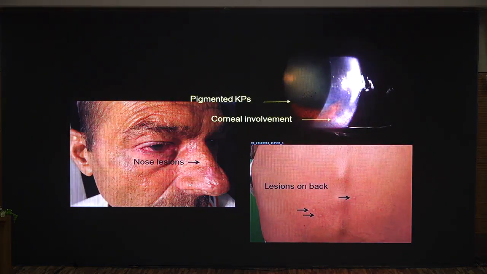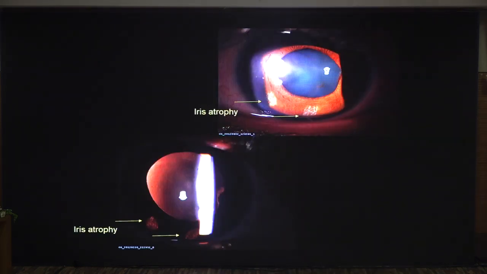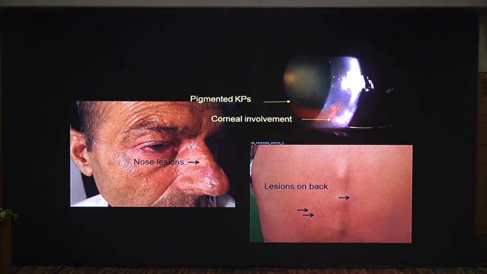Now you have a patient like this. You look at the right eye, and you have pigmented keratic precipitates. There is a little bit of corneal involvement. The patient presents with some lesions on the nose, and if you ask the history and examine the patient more thoroughly, you find these lesions on the back. So now you know the patient has herpes zoster. This was a case of viral anterior uveitis.